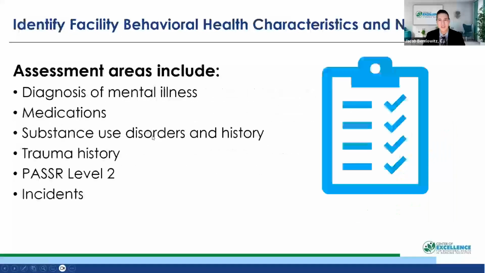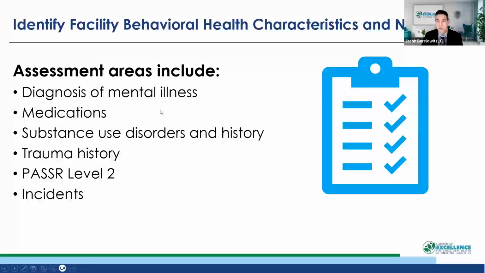All right, so let's start talking about step 1, our facility behavioral health characteristics. We're going to look at a few different areas. We're going to jump into each of these in a little bit of detail. So we'll start with residents who have a diagnosis of mental illness. We'll talk about medications, antipsychotics, psychotropics, substance use disorders and history of substance use disorders, residents with a trauma history, residents with a PASARR level 2, pre-admission screening, and then incidents.